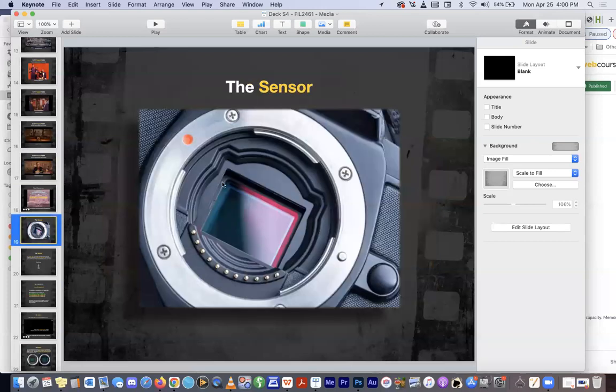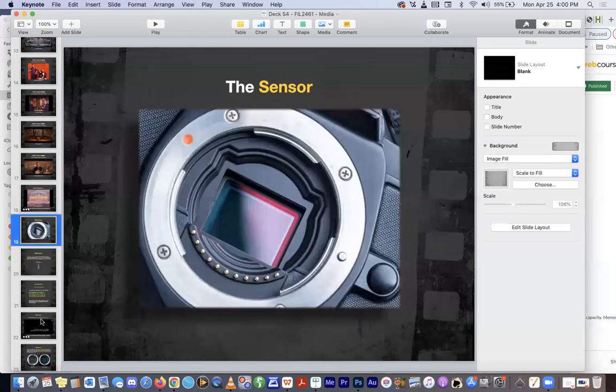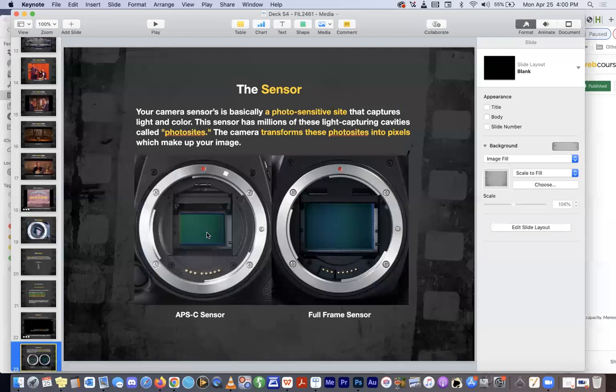Our sensors, we talked about the sensors also having aspect ratio built into them for a variety of reasons. In Cinematography 1, I don't go too deep in the weeds about that, except to say that different cameras may have different size sensors with different recording aspect ratios incorporated in them.